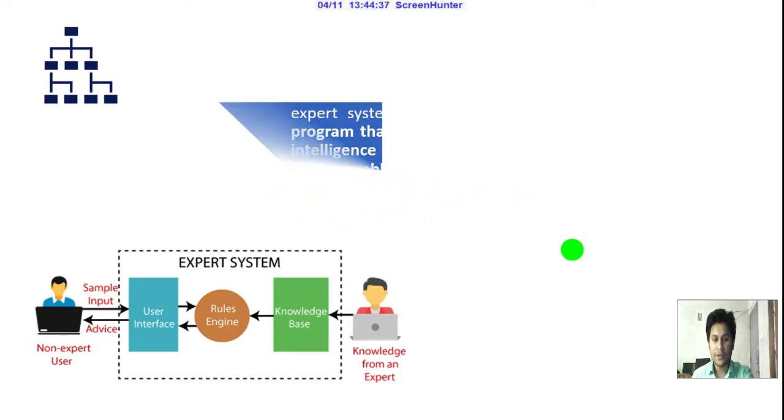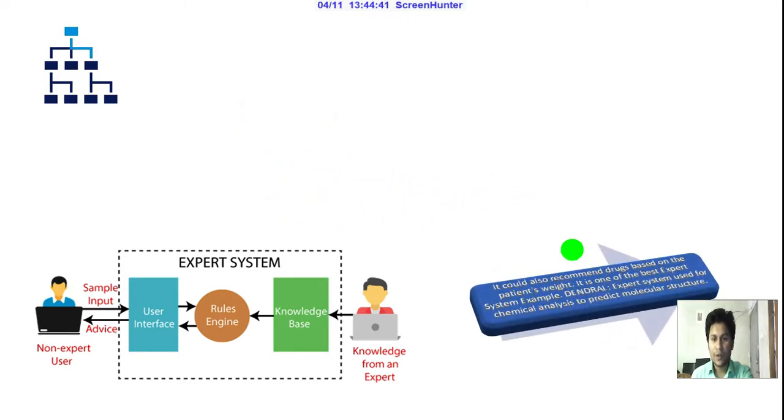Now we can see an example. It could also recommend drugs based on the patient's weight. It is one of the best expert system examples. Dendral is an expert system used for chemical analysis to predict molecular structure.